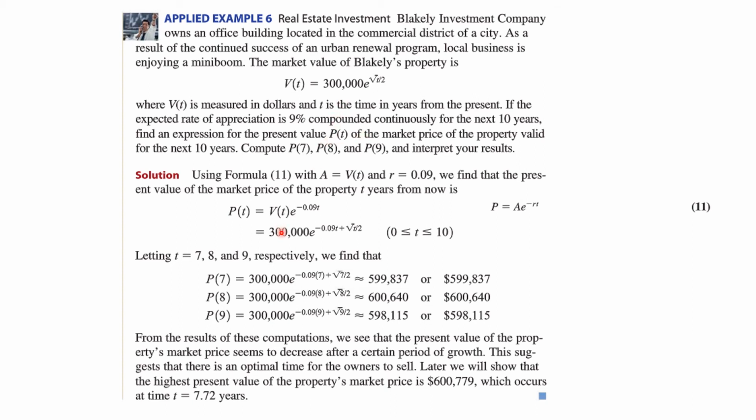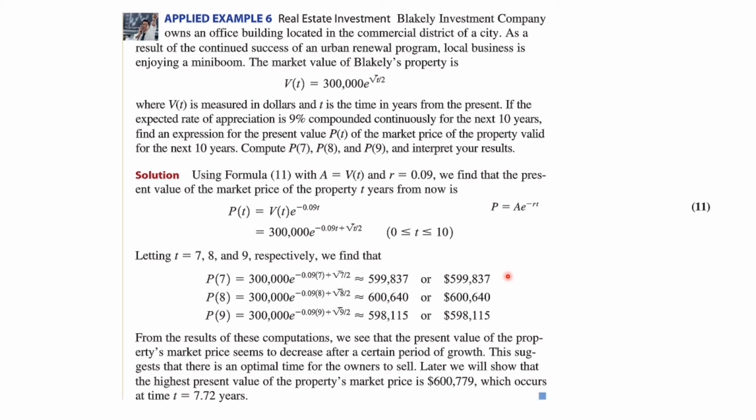Well, you see, this is the value, but now what we're going to be doing is, because this is the expression for the present value of the market price of the property. And so, from the present value equation, this is what we're going to get. And knowing that V of t also has the exponential in it, we can substitute that in. It gets a little bit more complicated, but now we have a formula for this. And now what we're going to do is plug in 7, 8, and 9, and we get these.